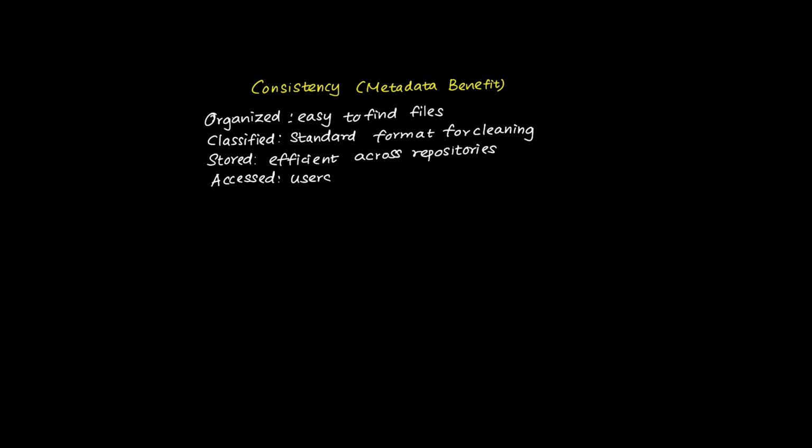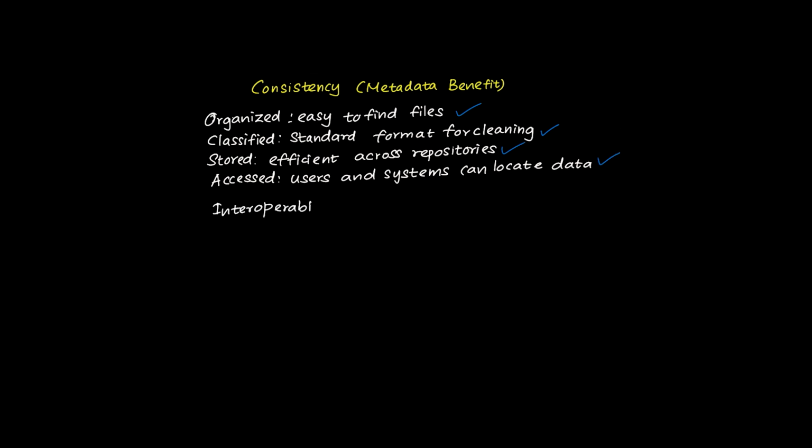Different departments store files differently, use inconsistent naming, and can't find each other's datasets. Sound familiar? This is a consistency problem, and metadata solves it. When data is uniform and consistent, it becomes organized. Analysts can find tables and files easily. It becomes classified. Following a standard format helps with cleaning and processing. It gets stored efficiently across repositories, and it's easily accessed by users, applications, and systems. That's the consistency benefit of metadata.